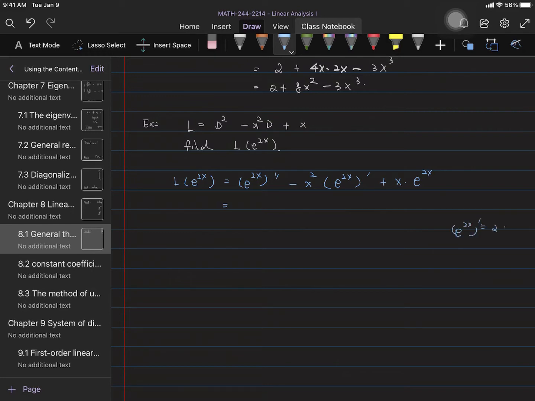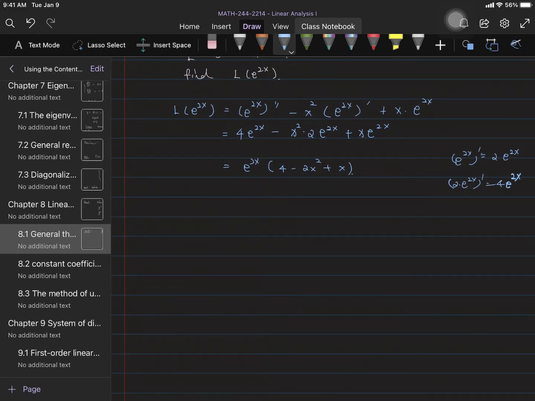The derivative is 2 e to the 2x because of the chain rule, right? So take another derivative of 2 e to the 2x, which would be 4 e to the 2x, and this is the second derivative of e to the 2x. So the second derivative of that one should be 4 e to the 2x. And the first derivative is just e to the 2x. If we factor the e to the 2x out, it's going to be 4 minus 2x squared plus x. Okay, so this is the definition for the operator.